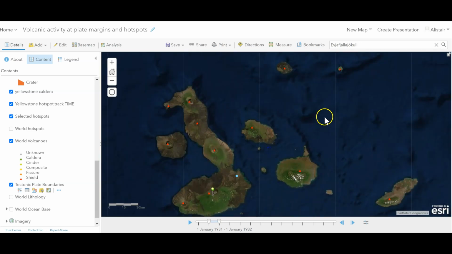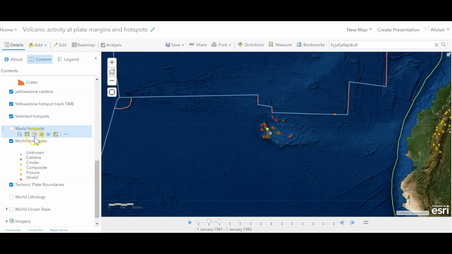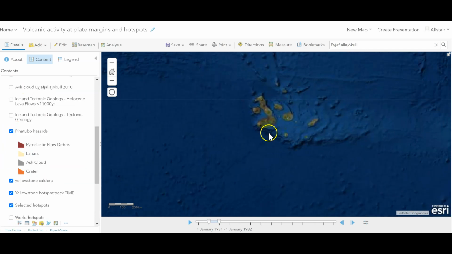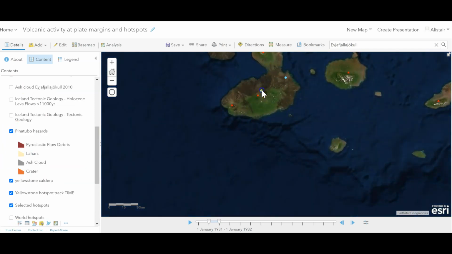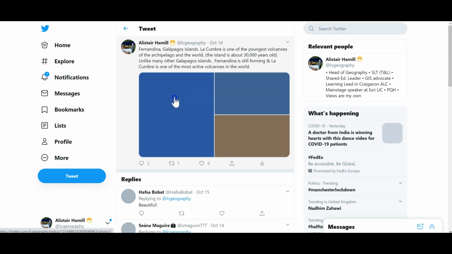So let's take a wee look here. Where's my link? My graphic. Maybe I need to turn that on. So let's zoom in. We'll have a wee look at this. Can open this up in a new tab here, and here we go.